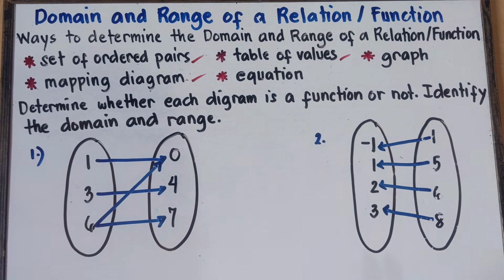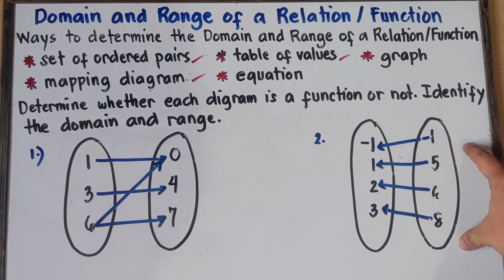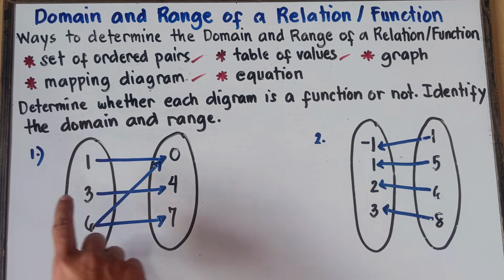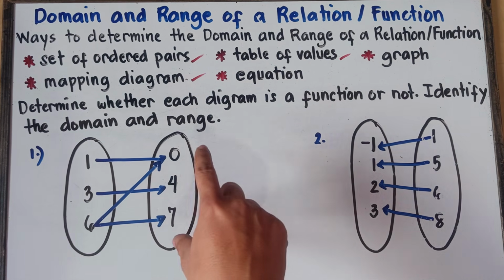Therefore, with regards to example number 2, the first oval is the range. The second oval will be the domain because the arrow begins here. Therefore, this will be the domain and this will be the range. Now, this will be the domain because the arrow begins here. This will be the range.